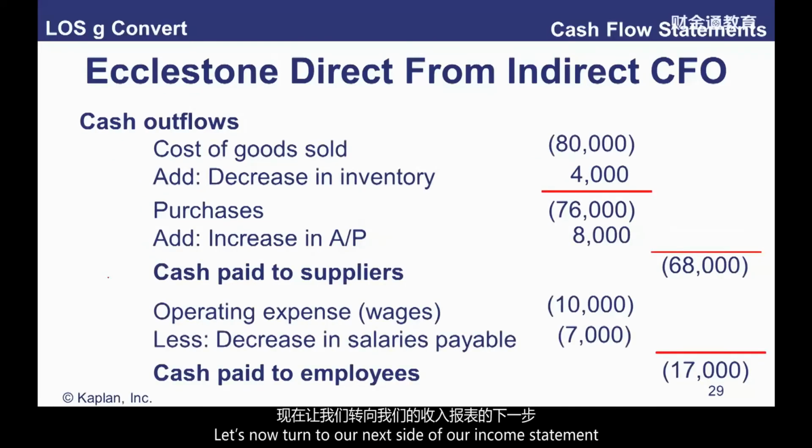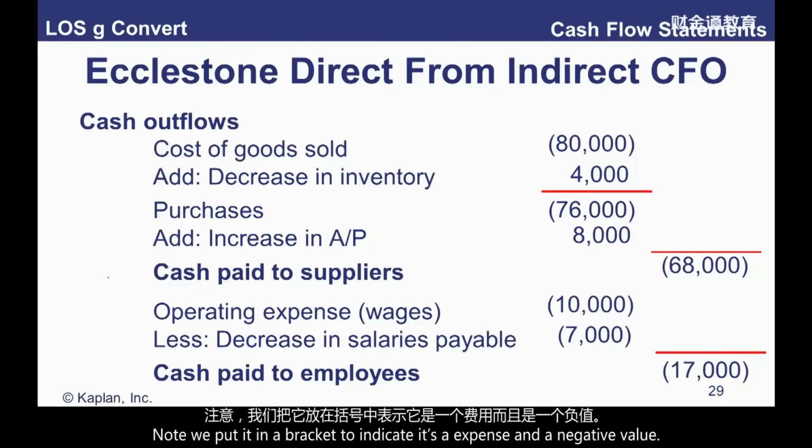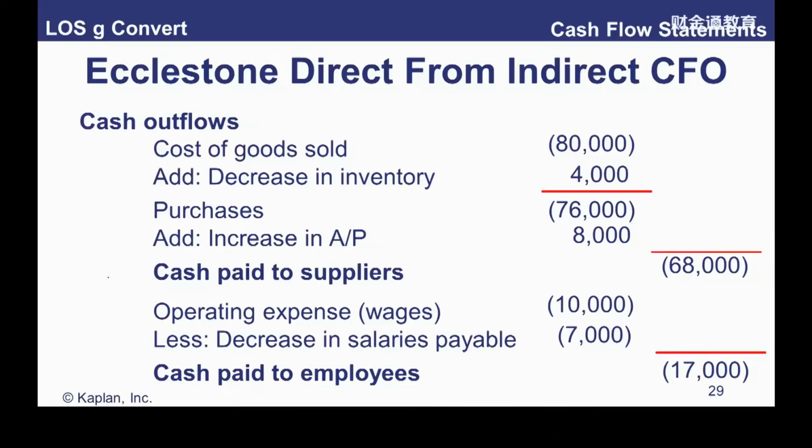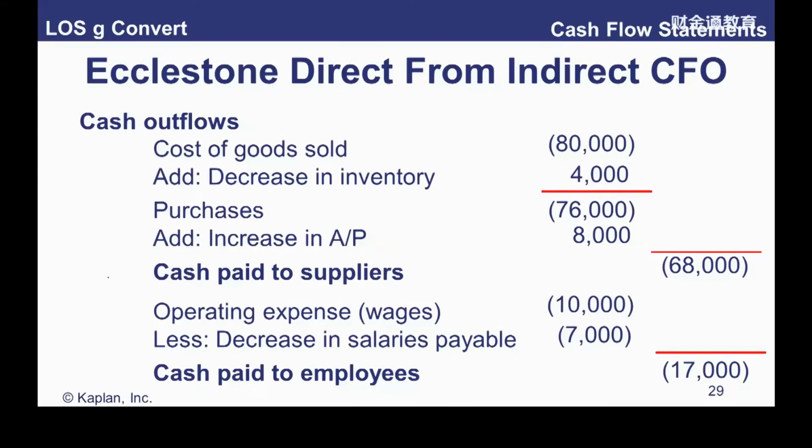Let's now turn to the next line in our income statement, which is our cost of goods sold of 80,000. So there it is, 80,000. Note we put it in a bracket to indicate it's an expense, a negative value. Cost of goods sold, always two adjustments to be made. First of all, it's going to be inventory, then it's going to be accounts payable.